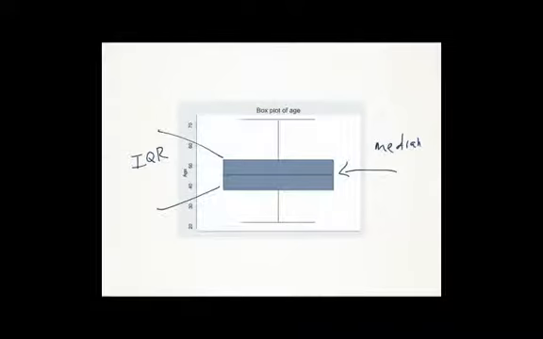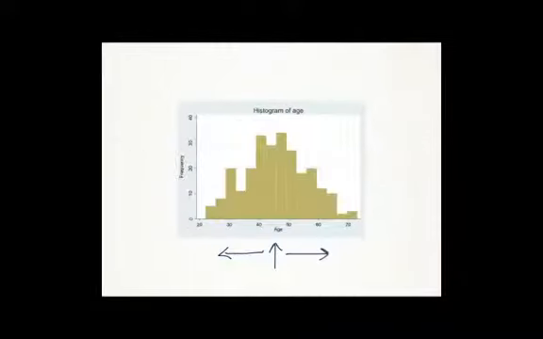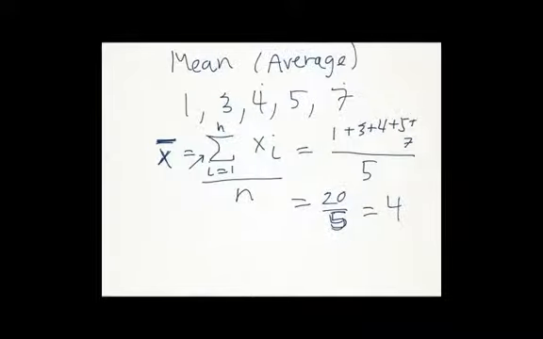Now, we might also be interested in the amount of spread. Remember, we talked about the mean. Going back to this picture here, the mean is in the middle. Now we might want to describe the variability or the spread. So how do we do that? We do that with the standard deviation.